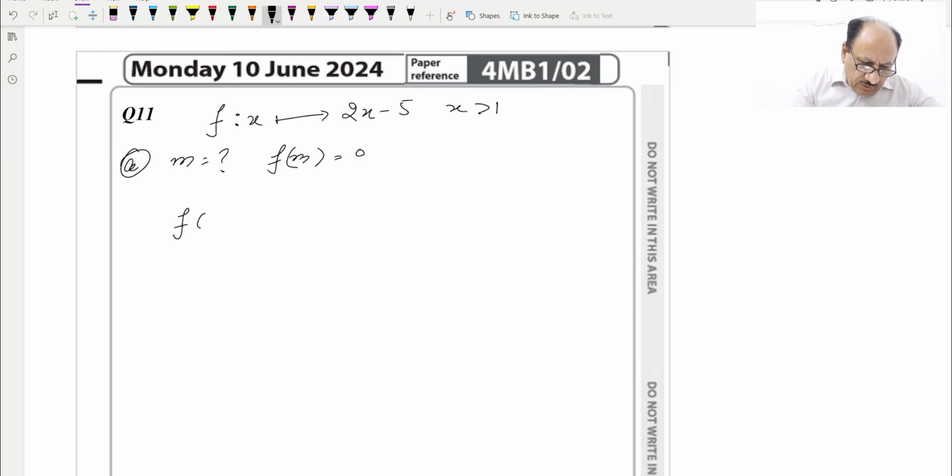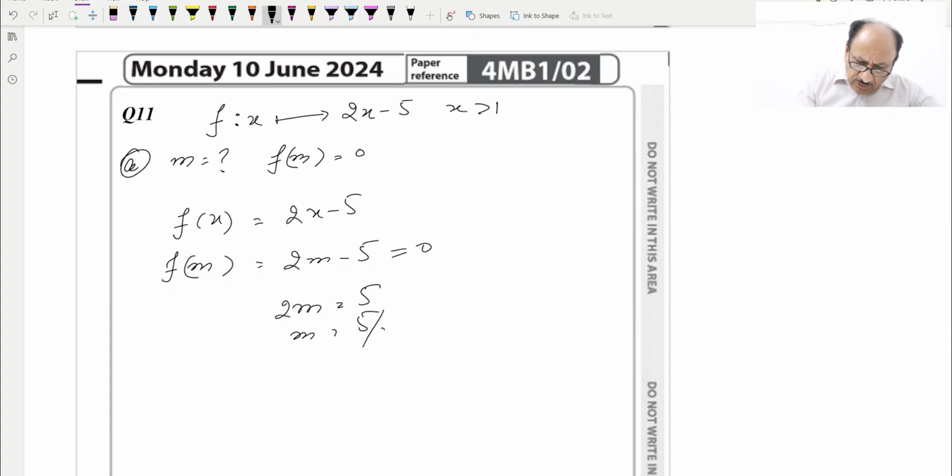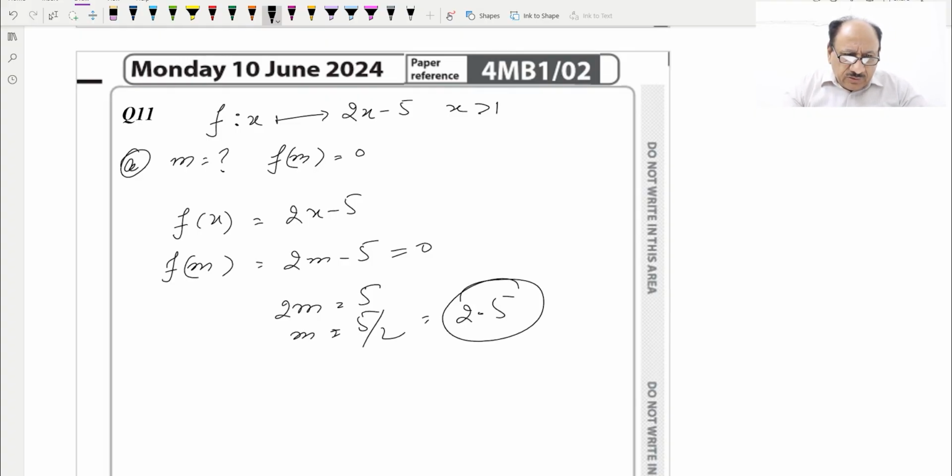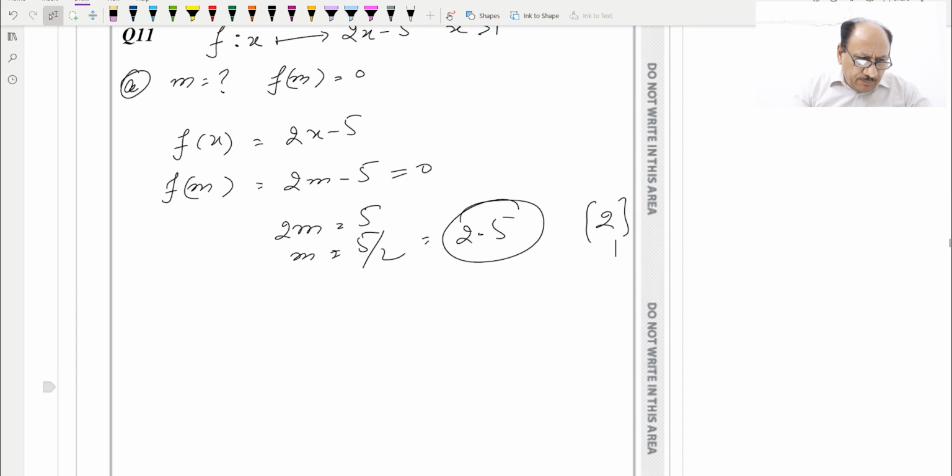We can write f of x is equal to 2x minus 5. So f of m will be equal to 2m minus 5, and f of m is equal to 0 means this is equal to 0. So 2m will be equal to 5. So m will be equal to 5 by 2, which is equal to 2.5. So this is done, and this is a 2 marks part which we have done. Hopefully you understood this.